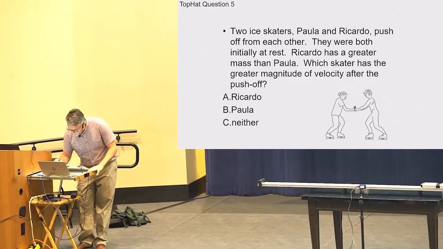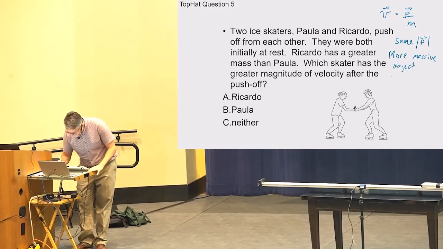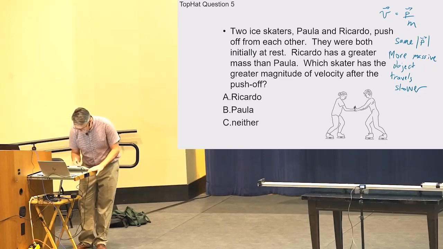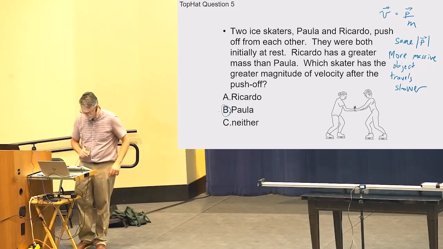And then what happens is that you do v is equal to p divided by m. And so it's the same magnitudes of the momentum, and so the more massive object travels slower. So we've got greater velocity magnitudes from the less massive one.